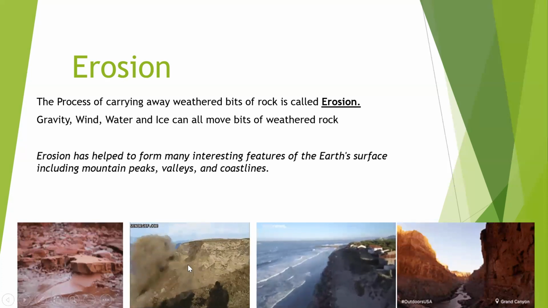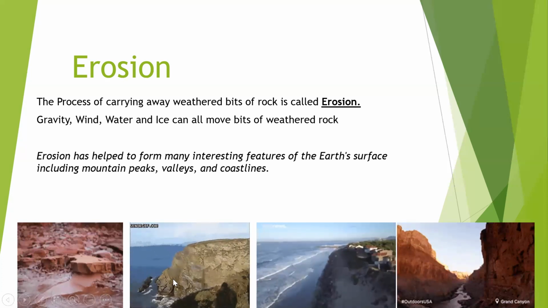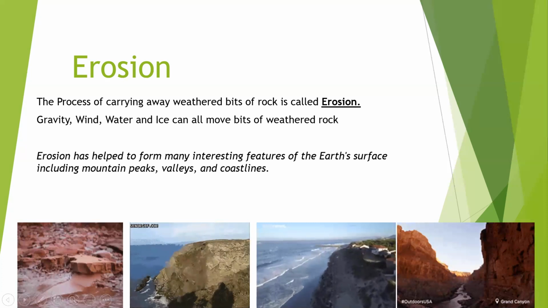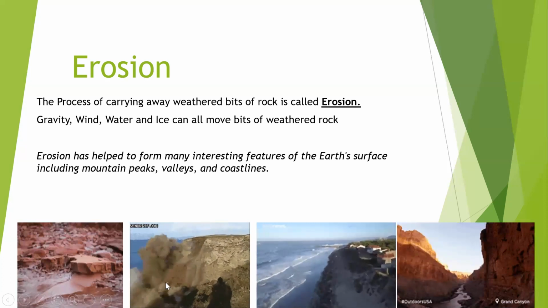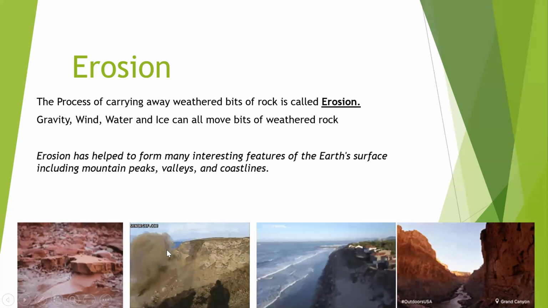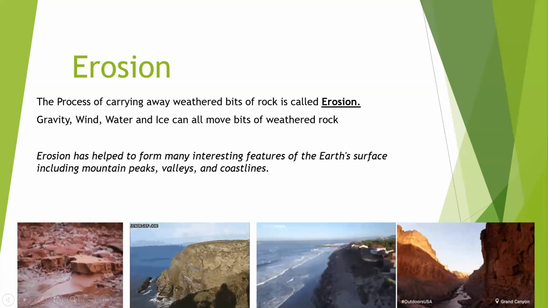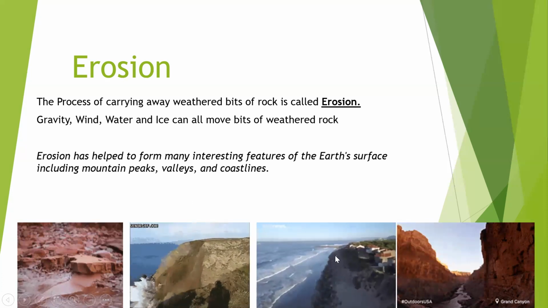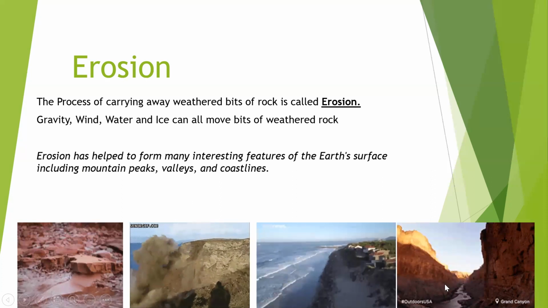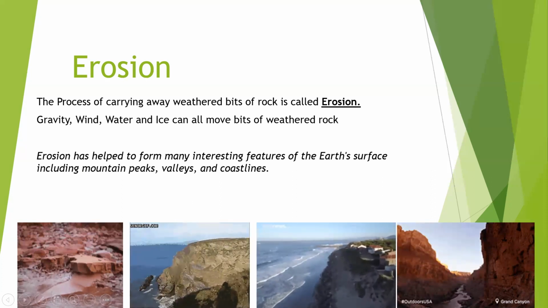Okay, so when you're looking at this cliff here and how it's breaking down, this movement is considered the erosion. So as all of this sediment and rock is moving down, it is eroding down the hill. And erosion, the moving of rocks and things like this, has helped form many regions like this, which is a coastline, or like this, which is the Grand Canyon.